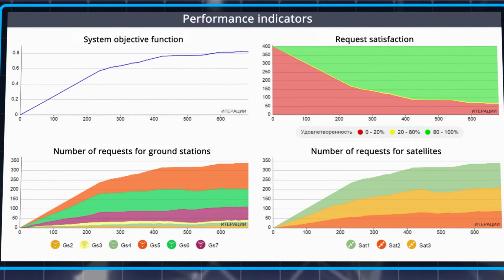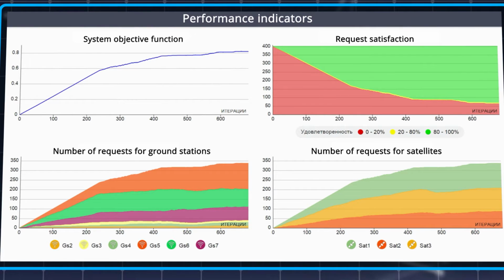Initially, all the requests are unscheduled and marked in red. Once the scheduling is complete, green color will prevail in the diagram. The two diagrams in the bottom show a change in the number of images taken by each satellite and received by each ground station.